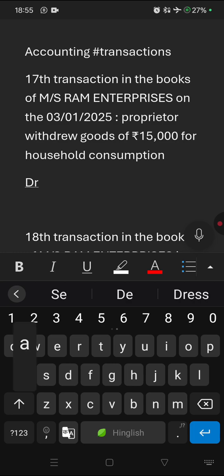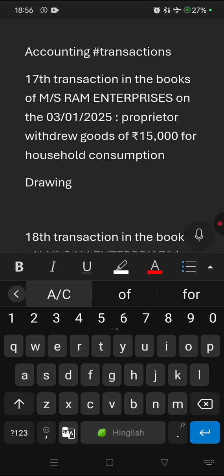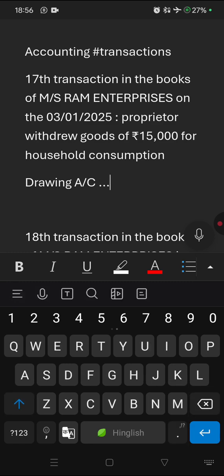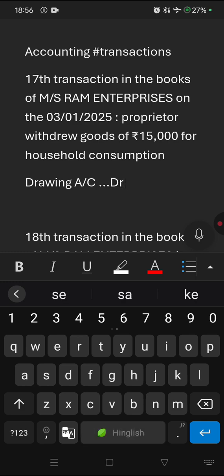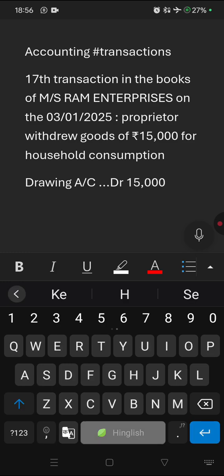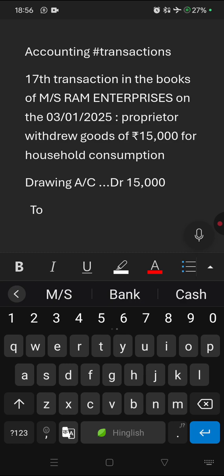Drawing account debit. You can give some space. Then debit. How much rupees? Rupees 15,000, to purchases account. Why purchases account?